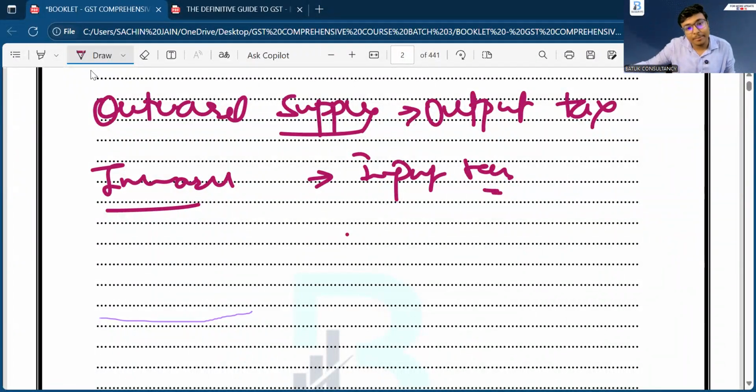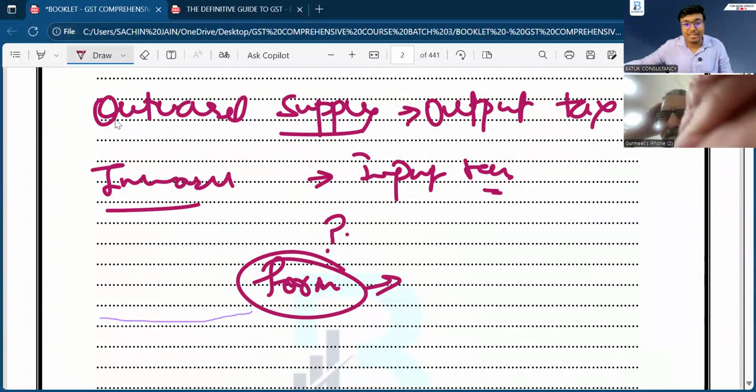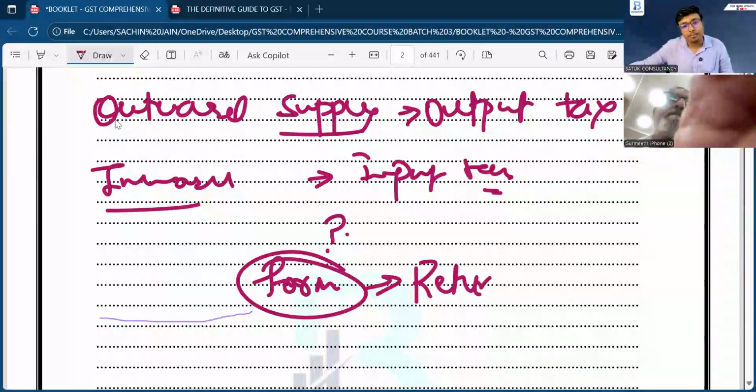In this session, as I start from the very basics, I am going to share each and every provision with logic, so that everything stays in your brain for a very long time. That is the purpose of starting from scratch. Now, outward supply, output tax, inward supply, input tax: where do I have to report this, and how can I submit the data to the government? So the government has developed certain forms, and legally they have given the name returns to these forms.